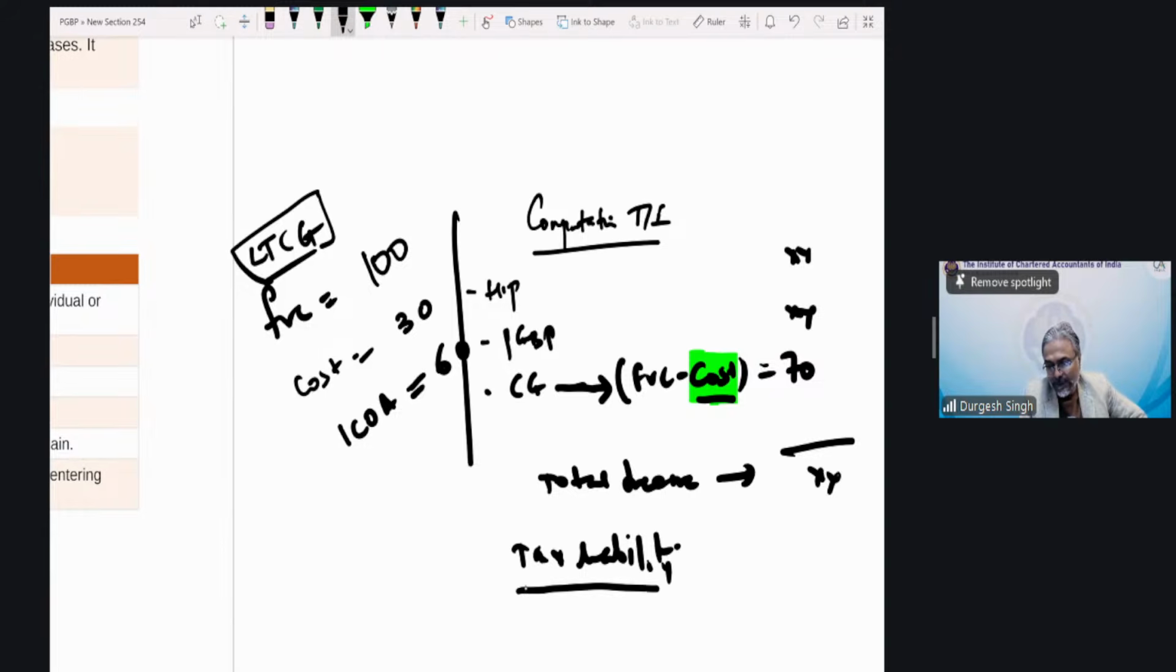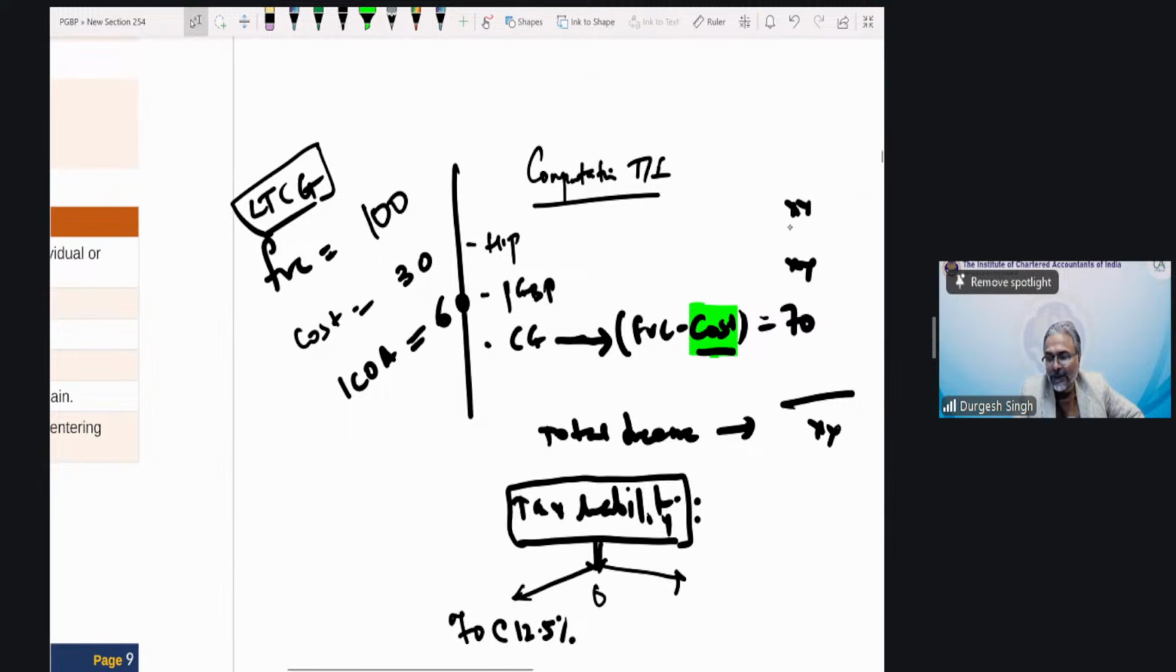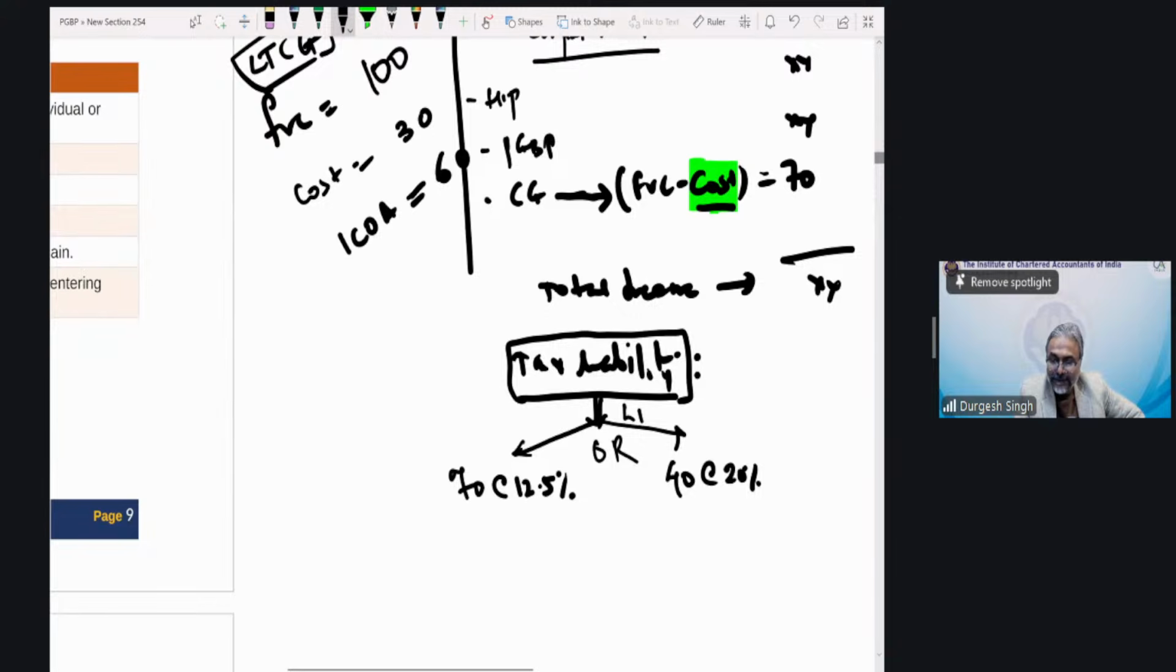Now, tax liability. When you calculate a tax liability, students, please tell me, how do you go about it? So tax liability computation, students, when you do this, now you'll have an option. Option of what? On 70 at 12.5%, or what? On 40 at 20%. Whichever is lower. Tax liability on what? On the LTCG. This is the option.